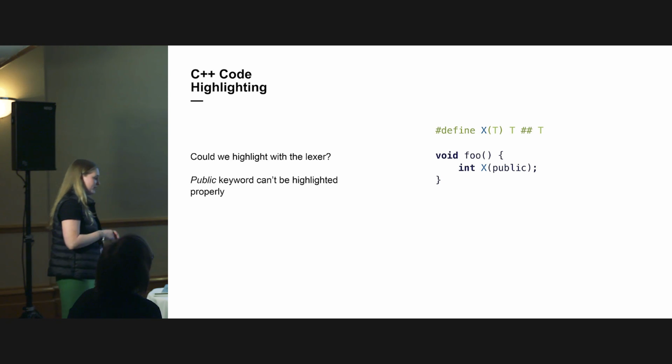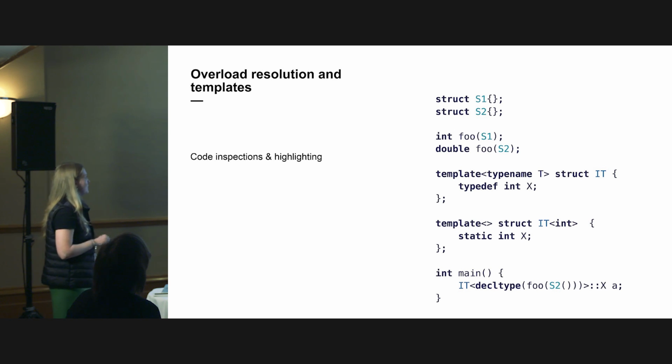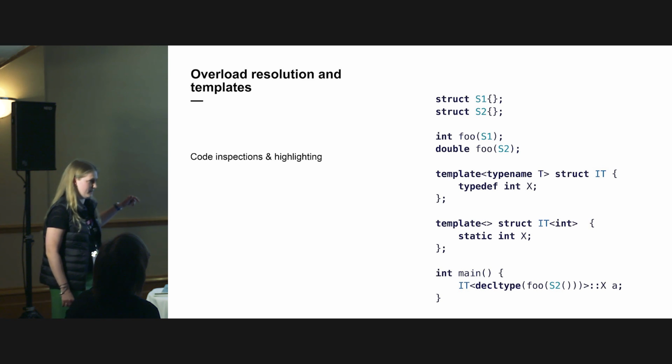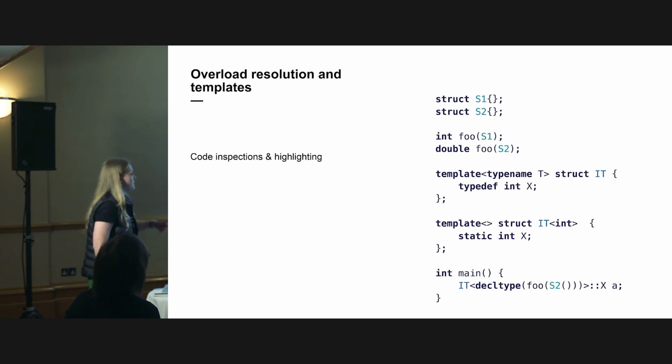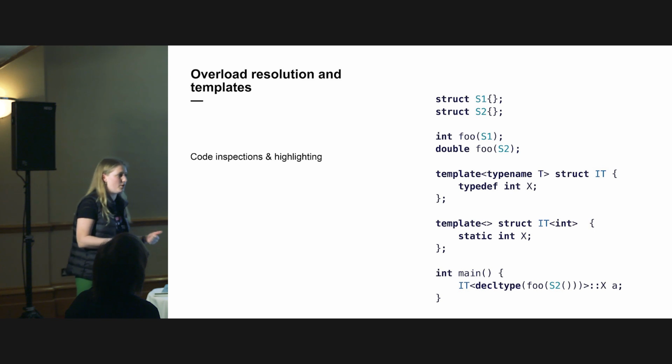Some more tricky example here about code inspection and highlighting. The story is that I have two structs here. I have two declarations for function foo, one taking S1, one taking S2. I have two templates here, and I have that very line in main. That is okay if I have S2, and that should fail if I have S1. Because in case of S2, I have a type here. In case of S1, I don't have a proper type here. So that's, again, the story that I need to understand if it's a type or not.